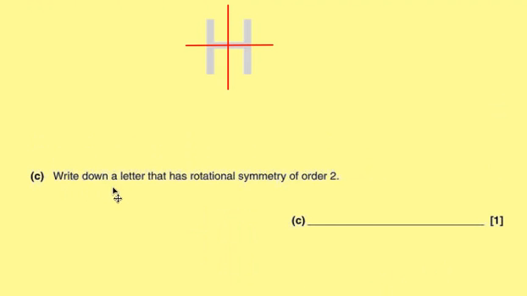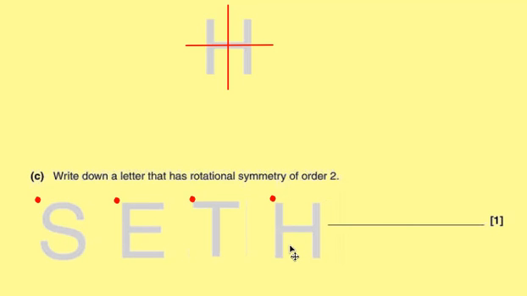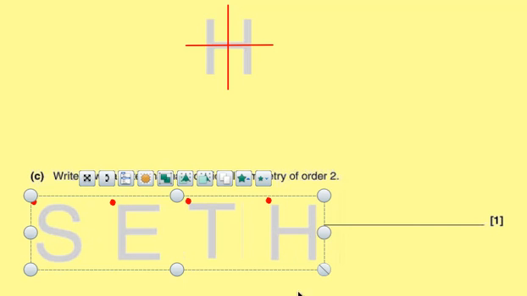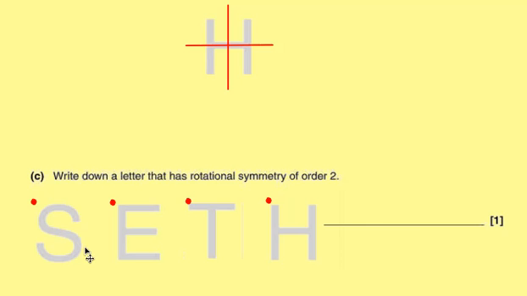Now part C says write down a letter that has rotational symmetry of order 2. So we're going to look at the 4 letters. Now I'm going to look at the S first. Now rotational symmetry of order 2 means that when you rotate it round onto itself, it will rotate onto itself twice in a turn through 360 degrees.